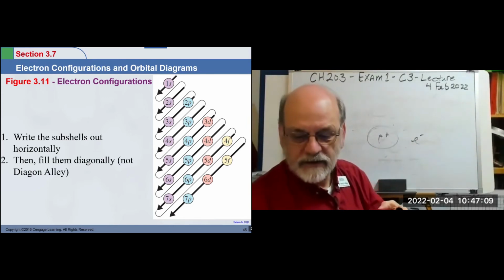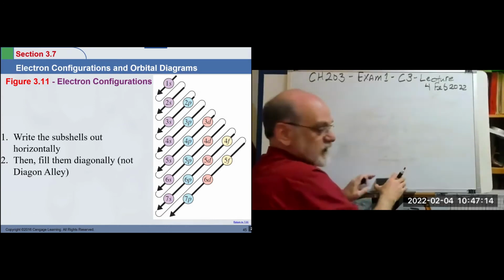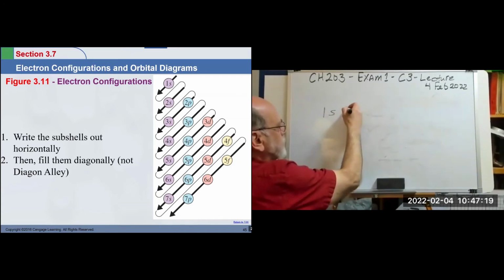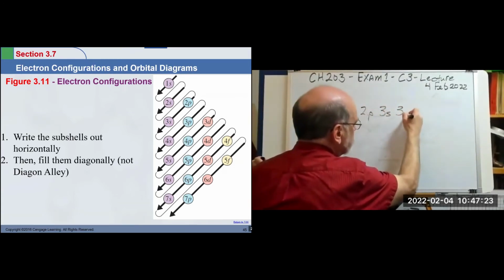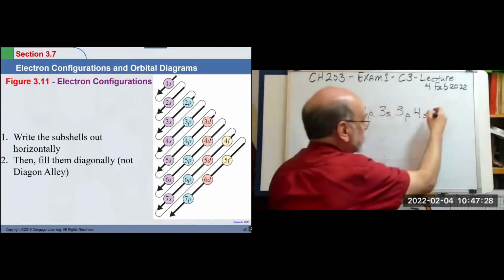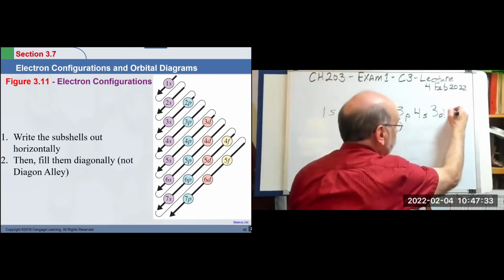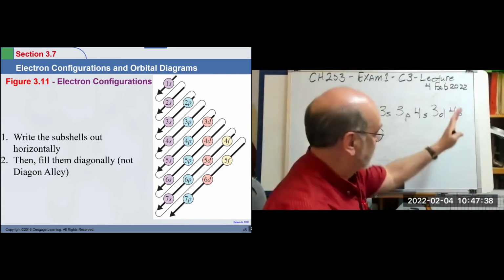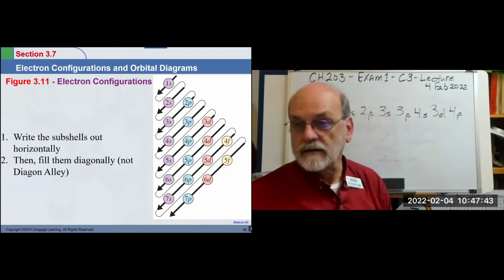So if we were to string all those together, we would start off with 1s, 2s, 2p, 3s, 3p, 4s, right? Then 3d, then 4p. So this is energy level from left to right increasing. Once you get that order, then you can start filling in electrons.